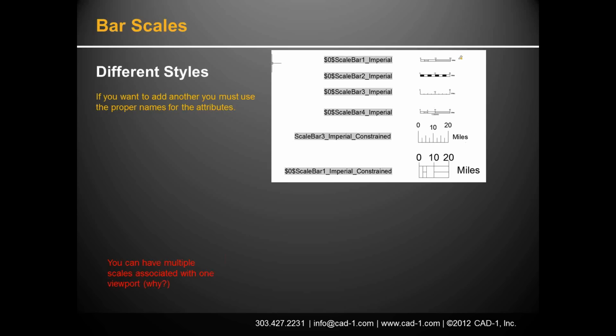These can be AutoCAD blocks. And again, I'm going to recommend that if you don't like one of these, and I'll show you how to do this, use one of these as a guideline, modify it, and then add it in there. Okay, so as you see there, if I want to add another one, if I want to create one rather, I've got to use proper names for the attributes.